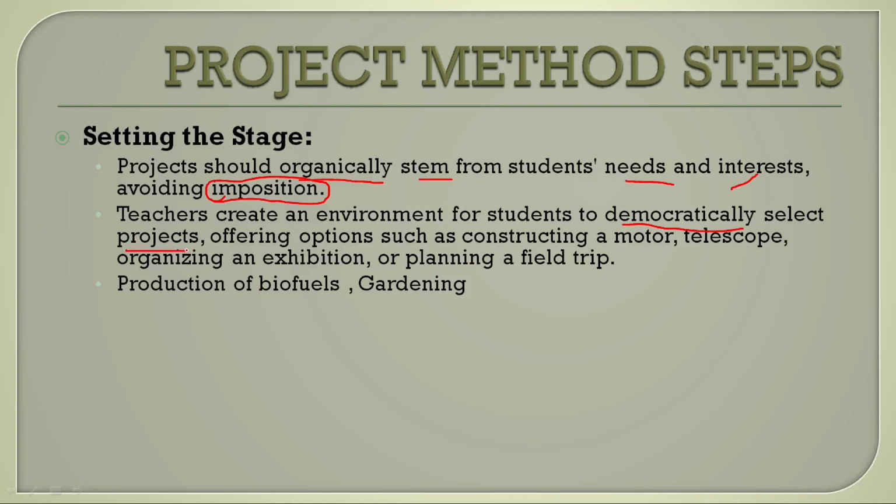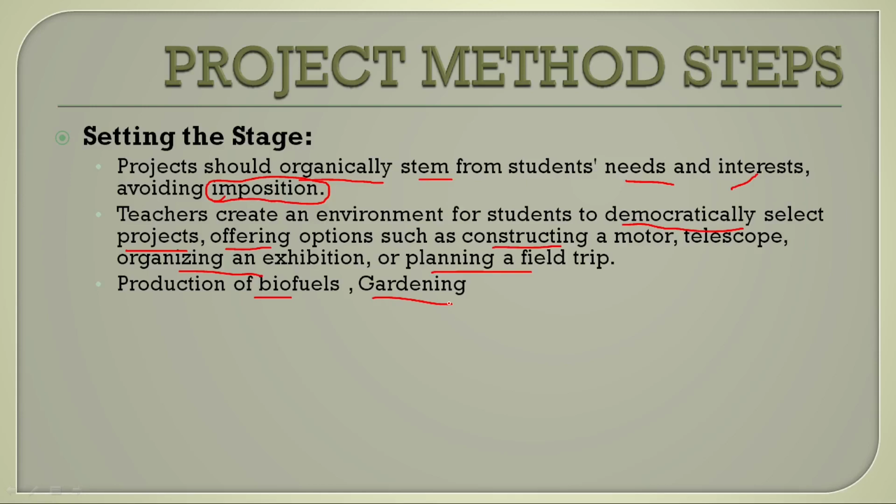The teacher should provide a chance to every student to select their projects democratically, with offerings such as construction of a motor or telescope, organizing an exhibition, or planning a field trip. The construction of a motor and telescope come under physics. For biology, there is production of biofuels or gardening, etc. Like this, the teacher may give different projects to perform, and it should never be imposed on them. Students must select the projects based on their needs and interests.